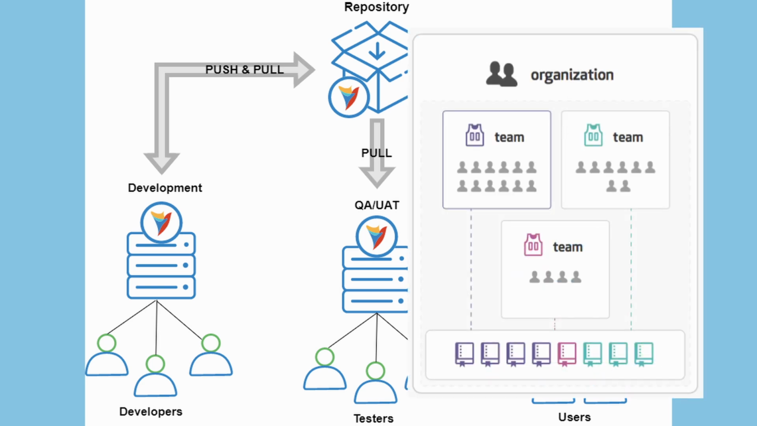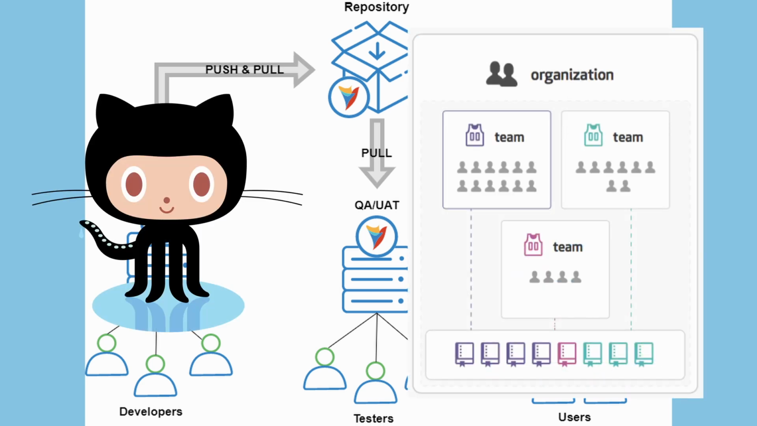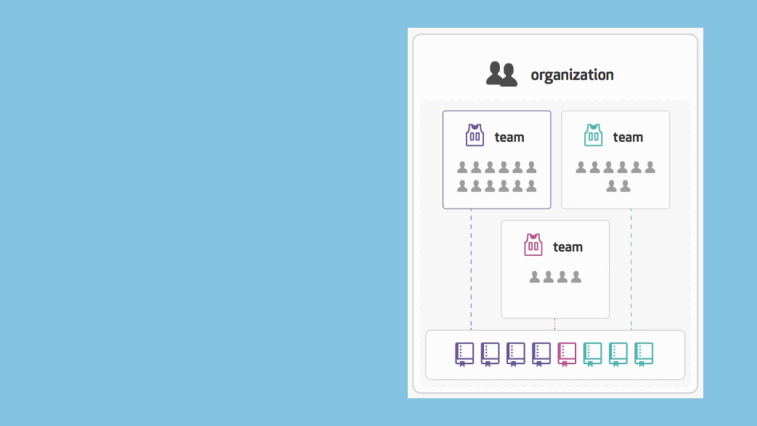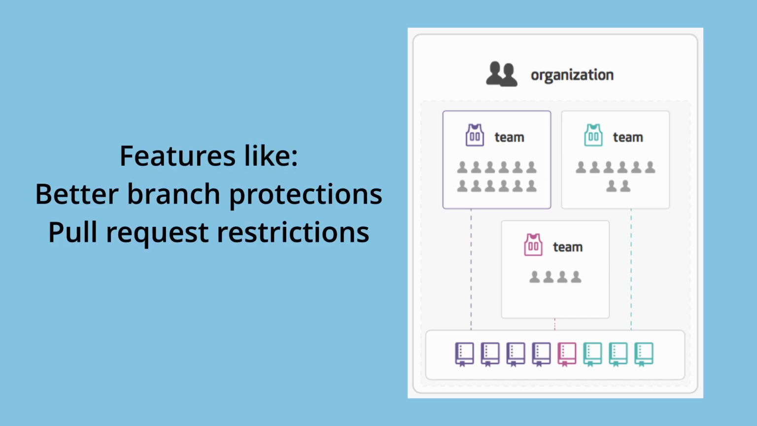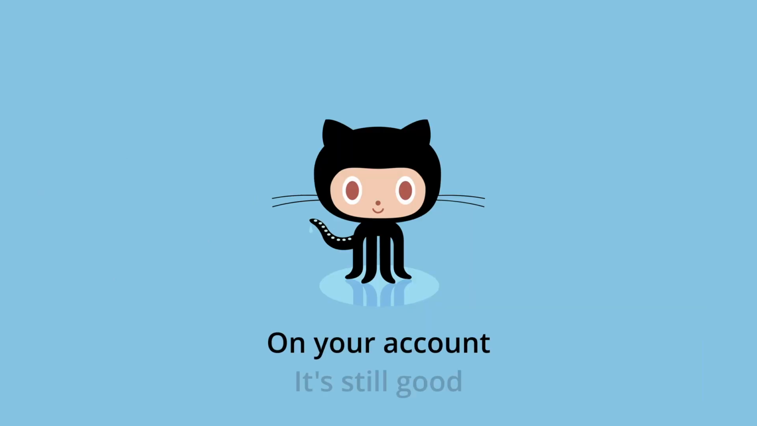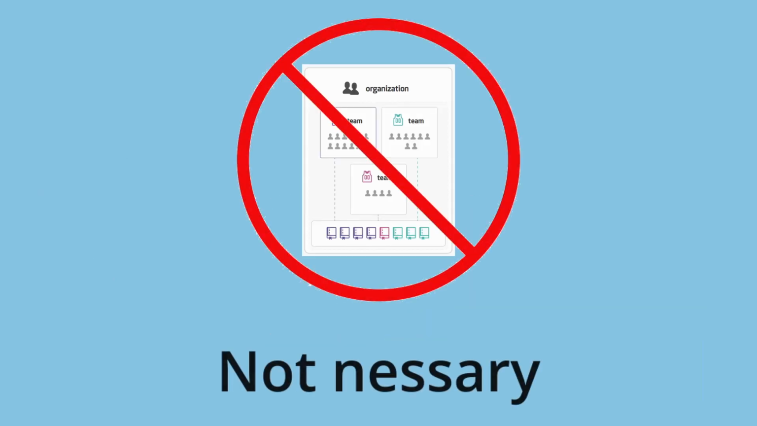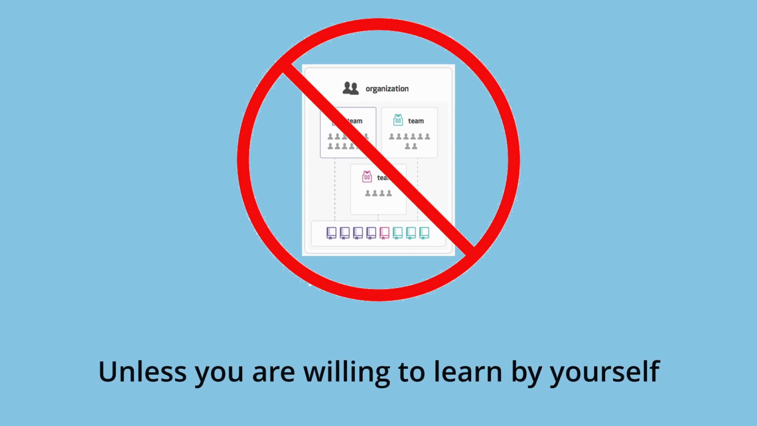One is setting up an organization and the other is directly on your account. The benefit of using an organization is that you get access to features like better branch protections, pull request restrictions, and organization roles. Creating a repository on your account is also good. You do not need to create an organization unless you know how to use Git and you are willing to do a lot of Googling.